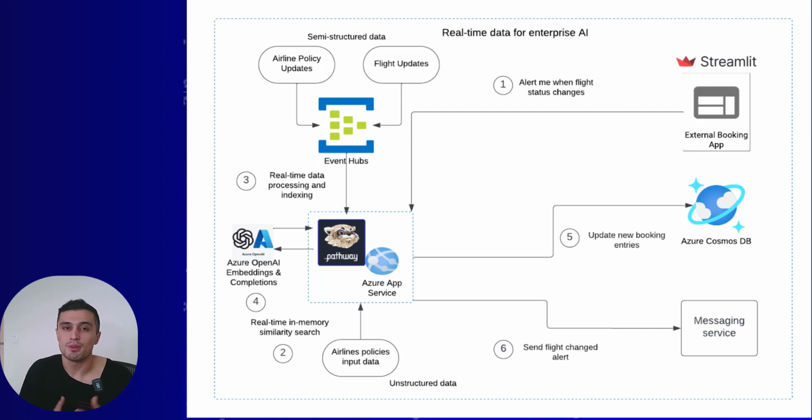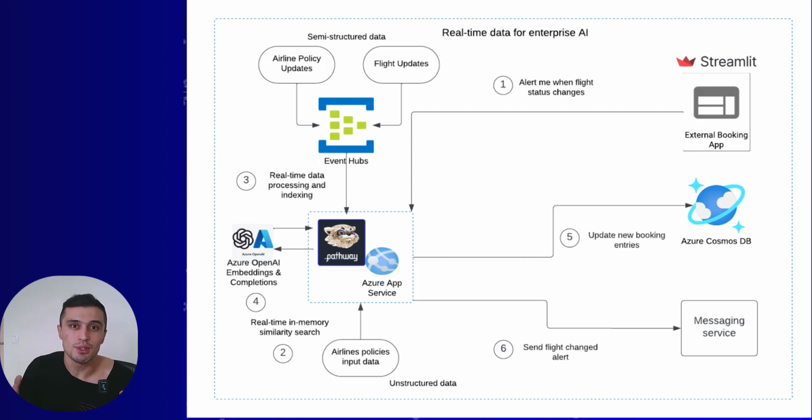At the same time, if the flight status changes, we also need to update the new booking entries or cancellation information in Azure Cosmos DB, because Azure Cosmos DB can be accessed by external services. Booking.com, for example, can use it to read or manage the updated data. So basically, this architecture demonstrates an enterprise AI solution that's able to create alerts in real time and also combine semi-structured and unstructured data using LLMs. Let me show you how it works.